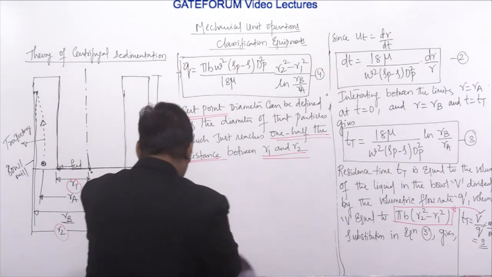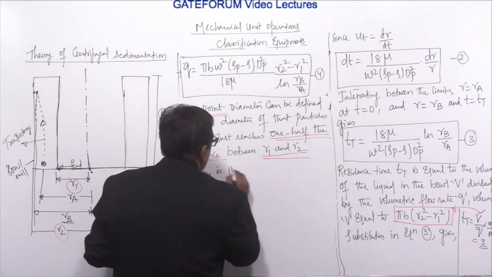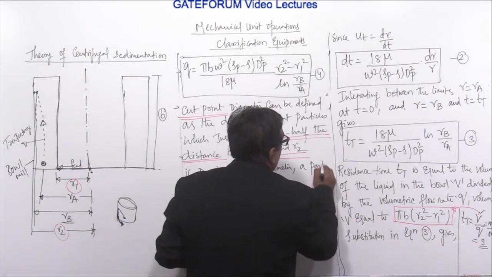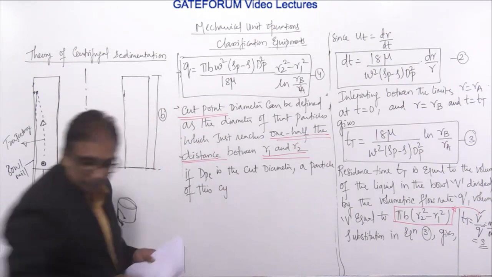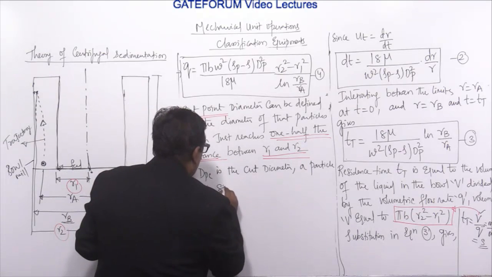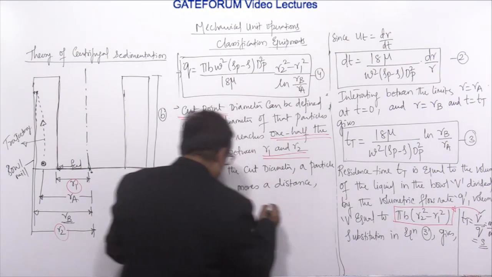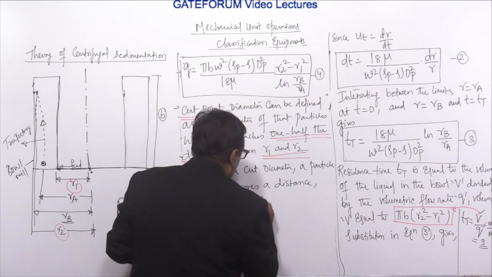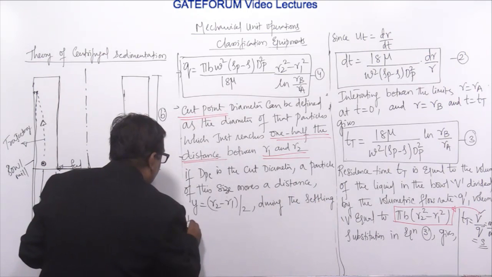If dpc is the cut diameter, a particle of this size moves a distance y is equal to R2 minus R1 by 2, correct, during the settling time allowed.